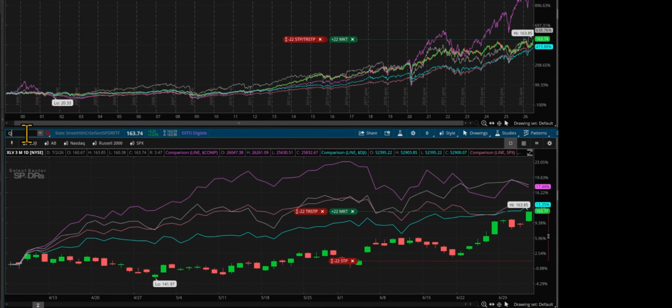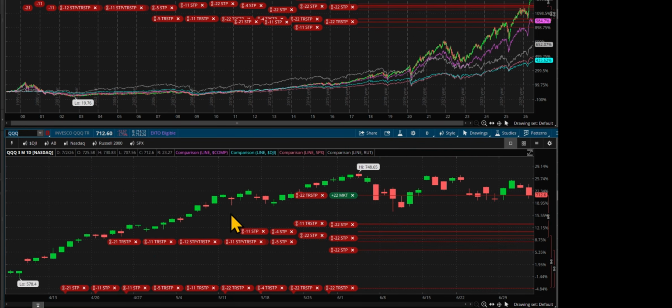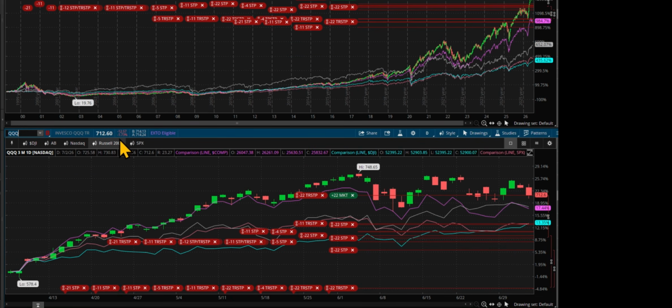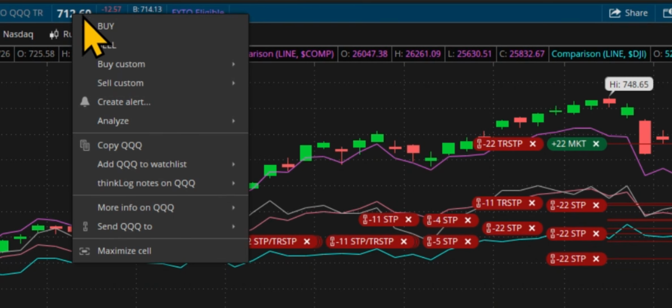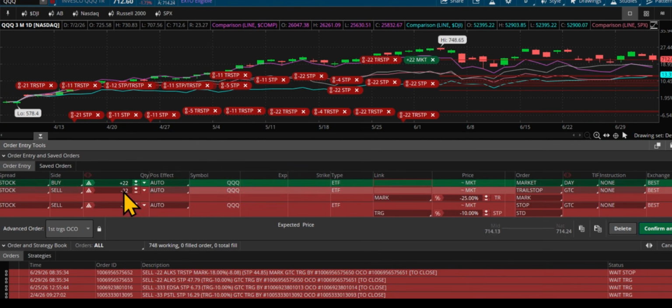Going back to Thinkorswim, I'm going to type in QQQ here. I've already bought some in the past, and we can see that QQQ today is down 1.73. So in this instance, I might buy more than my template, which is 22 shares. So I'm going to go ahead and do, for instance, 35. I'm going to change all these to 35. So again, that way I buy 35.